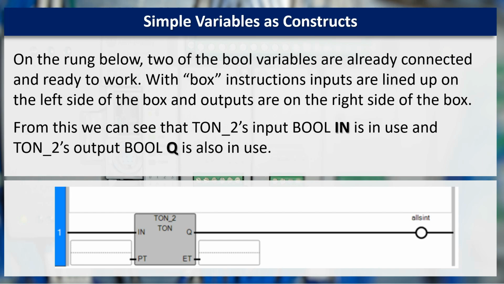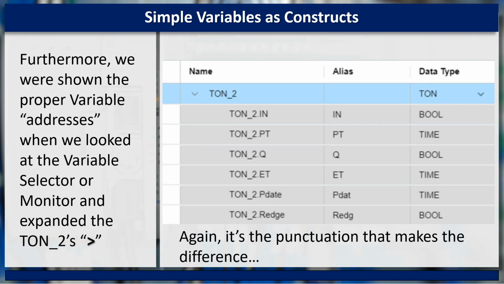On the rung below, 2 of the bool variables are already connected and ready to work. With box instructions, inputs are lined up on the left side of the box and outputs are on the right side of the box. From this, we can see that TON2's input bool IN is in use, and TON2's output bool Q is also in use. Furthermore, we were shown the proper variable addresses when we looked at the variable selector or monitor and expanded the TON2's chevron or caret.